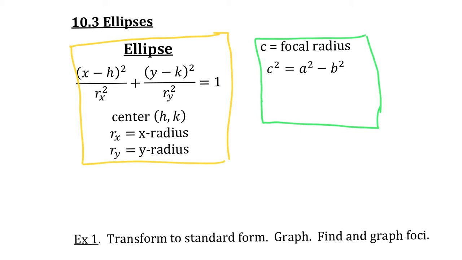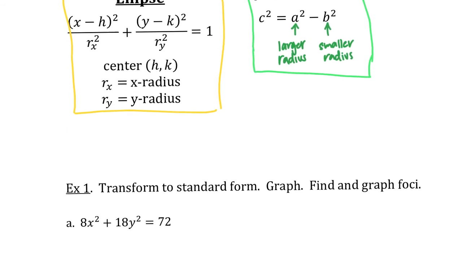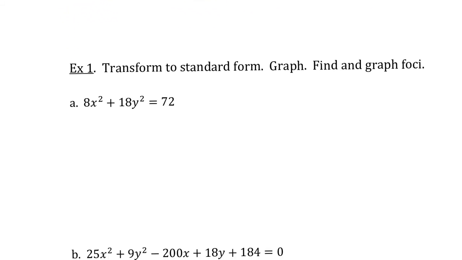The formula for the focal radius is c squared equals a squared minus b squared, where a is the larger radius between the rx and the ry, and then b is the smaller radius. Otherwise, we would get a negative value, and we're not going to have an imaginary root. Okay, so for example, when we transform to standard form, we're going to find and graph the foci as well.